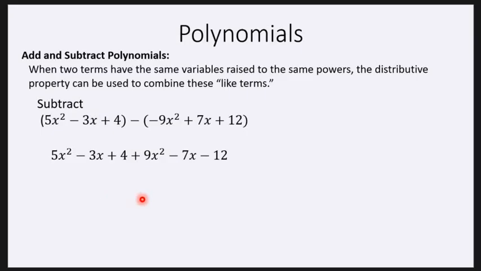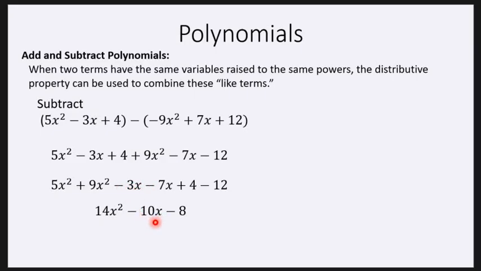Now I'm just going to combine like terms. So I'm going to put the like terms together, the 5x squared and the 9x squared, the negative 3x and the negative 7x, the 4 and the negative 12. So I group them all together. Then I'm just going to combine them by adding or subtracting their coefficients depending on what the signs of the coefficients are. For instance, the 5x squared and the 9x squared, we add those together and we get 14x squared. The negative 3x and the negative 7x, we combine those, we get negative 10x, and the 4 and the negative 12, the constants, we can combine to get negative 8.